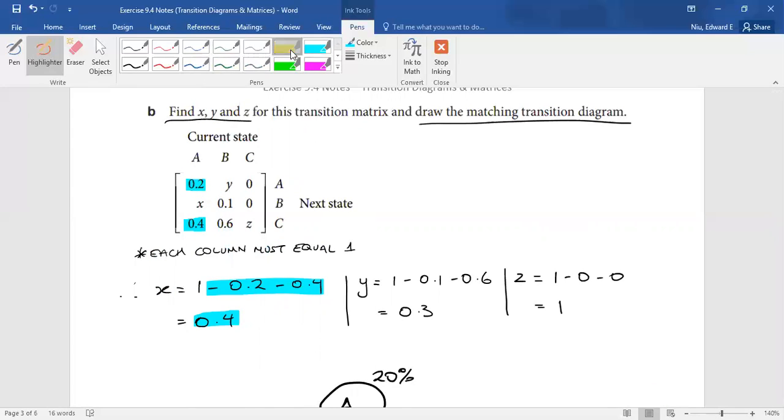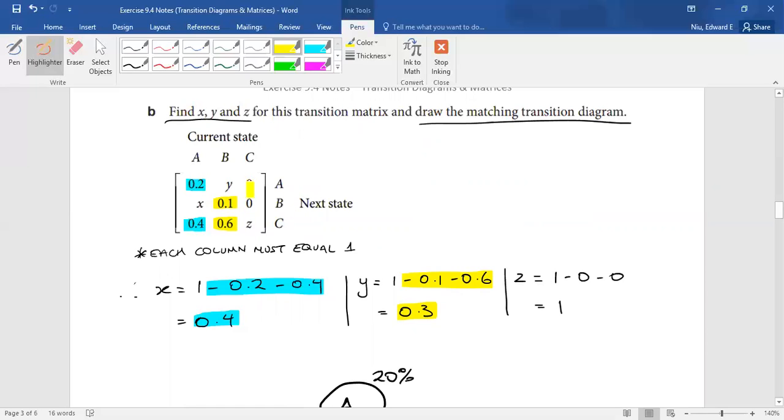For Y, we're dealing with a second column. Remember, the columns all have to add up to 100% or 1. What we have is 0.1 and 0.6 already. So we take 0.1 and 0.6 away from 1, and you're left with 0.3 in that Y element. They're always going to give you 2 known numbers. They're not going to leave you with just 1 known number for each column. They're always going to give you 2 per column.